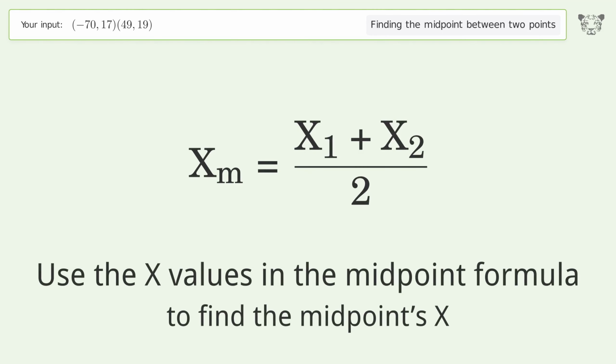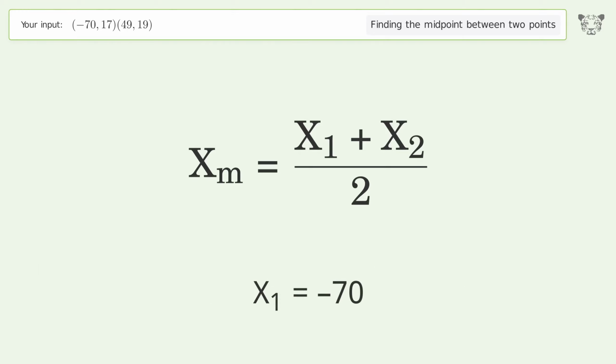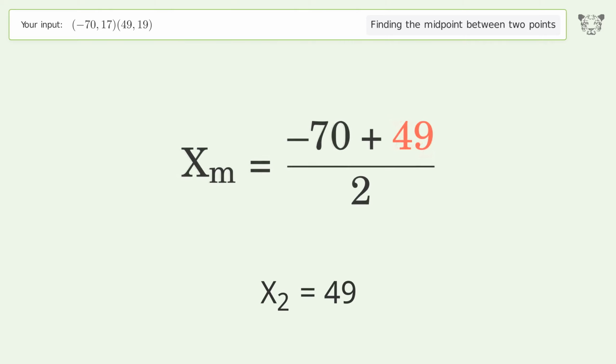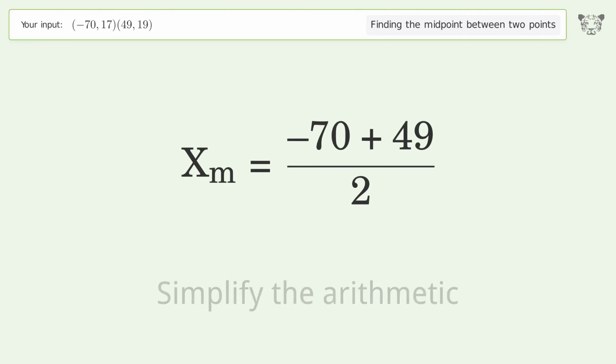Use the x values in the midpoint formula to find the midpoint's x. x1 equals negative 70. x2 equals 49. Simplify the arithmetic.